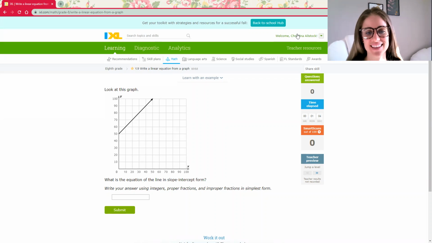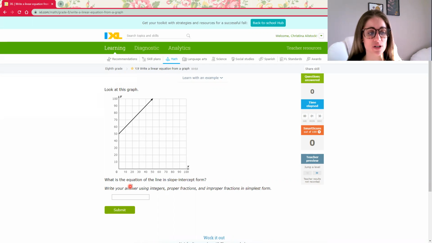Hi everyone, in this video we are going to review the IXL assignment Y9, which is writing a linear equation from a graph. All right, let's not delay and get started. Here we have a graph for us, but we need to read the directions because there are different ways to write the equation of a line. So we need to see which way we need to do that here.